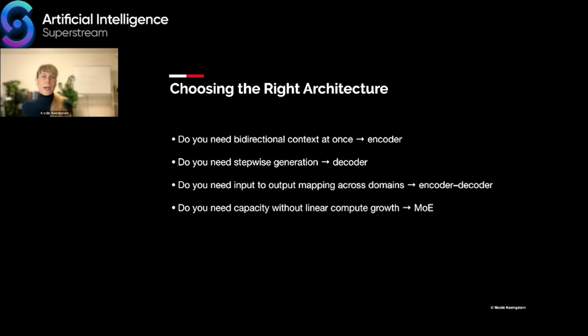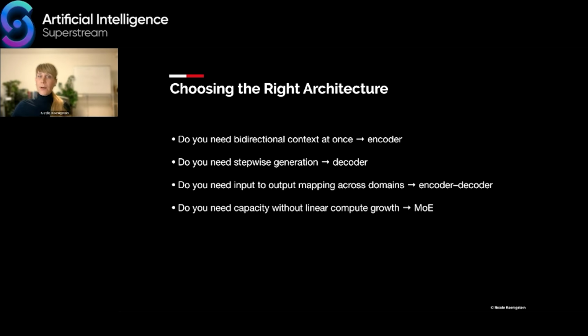So how do you actually choose the right architecture? What I want to let you see here is that you can think about what kind of things you need. Do you need bidirectional context at once? Then you have to choose the encoder.